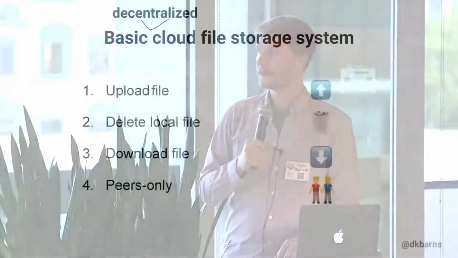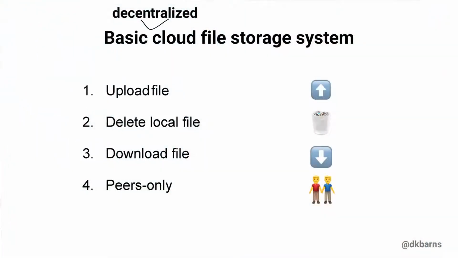So here's a definition that I completely made up, full disclosure, about what the most basic cloud file storage system might be. It might be something where you can upload your file to the cloud, delete your own file locally, but still be able to get that same file later. And because we're talking about decentralized systems, we're going to add in a final requirement, that it's peers only. If we had to put up a sign, it would say no servers, no clients.